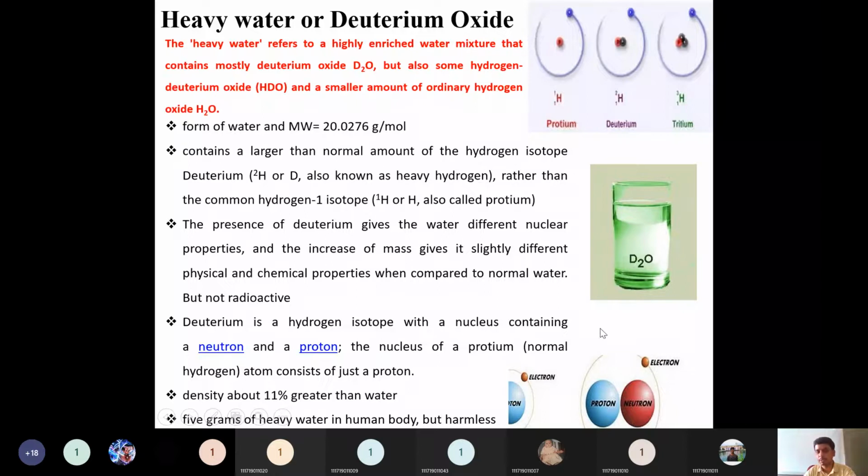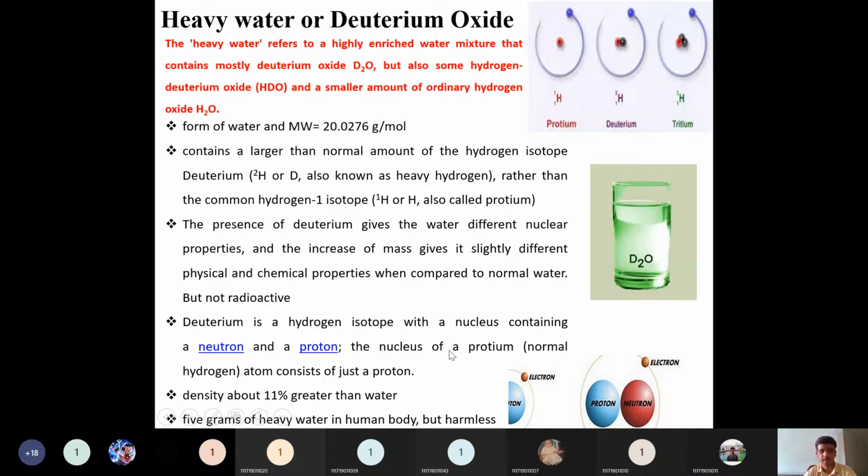Hydrogen isotopes with a nucleus containing a neutron and a proton. The nucleus of protium, the normal hydrogen atom, consists of just a proton. So in the normal water we are drinking, only a proton will be there. But in deuterium, one neutron and one proton are there. Here the neutron is increasing. Tritium has two neutrons and one proton. So one proton is common for every isotope, but the neutron count is increasing.